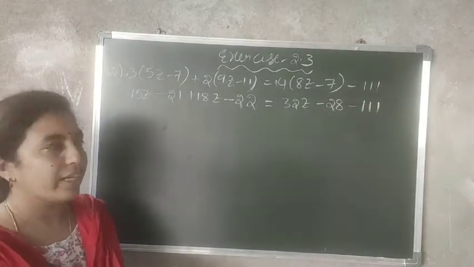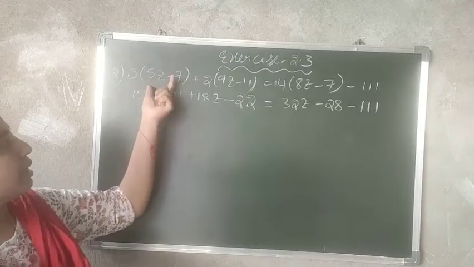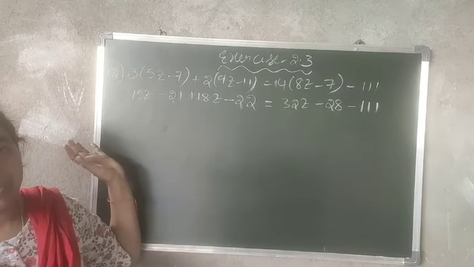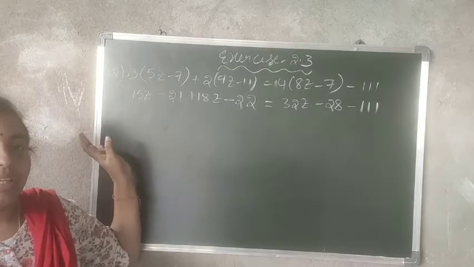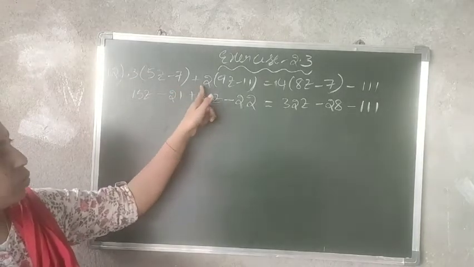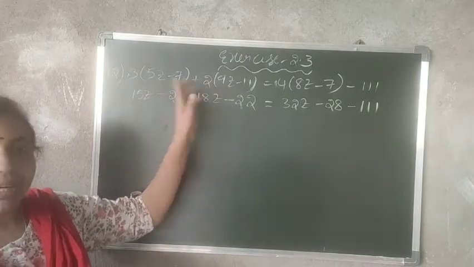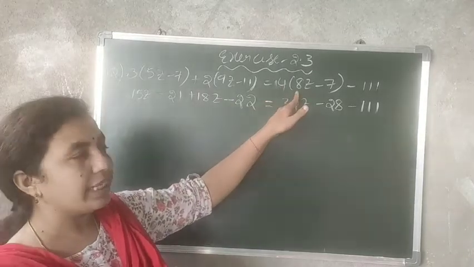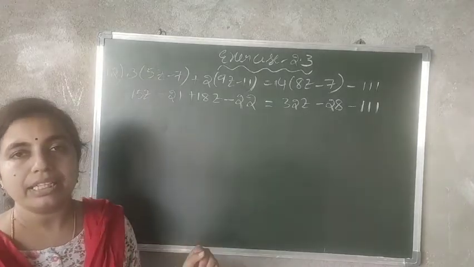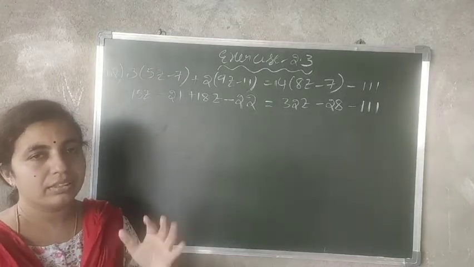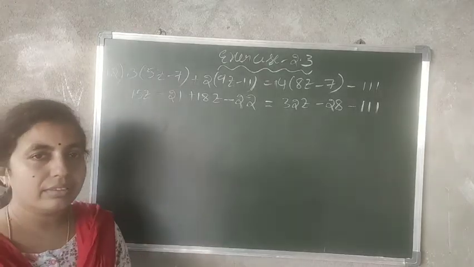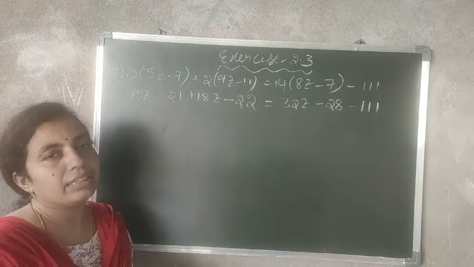Is it clear? What I did? I have multiplied the values inside the bracket with the number outside the bracket. You have to multiply with both terms: 3 into 5z and 3 into minus 7; here 2 into 9z, 2 into minus 11; and here 4 into 8z and 4 into minus 7. So after multiplying, what do you have to do? The first step is to apply the distributive property, or expand it. Then go for RHS and LHS separately.